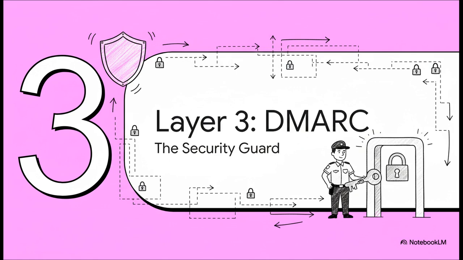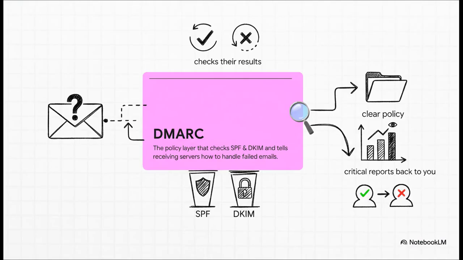This is DMARC, and it's basically our digital security guard. DMARC kind of stands on the shoulders of SPF and DKIM. It checks the results, but it does so much more. It sets a clear policy that tells other servers exactly what to do with emails that fail the tests. And just as importantly, it gives you critical reports on who is sending email from your domain, both the good guys and the bad guys.